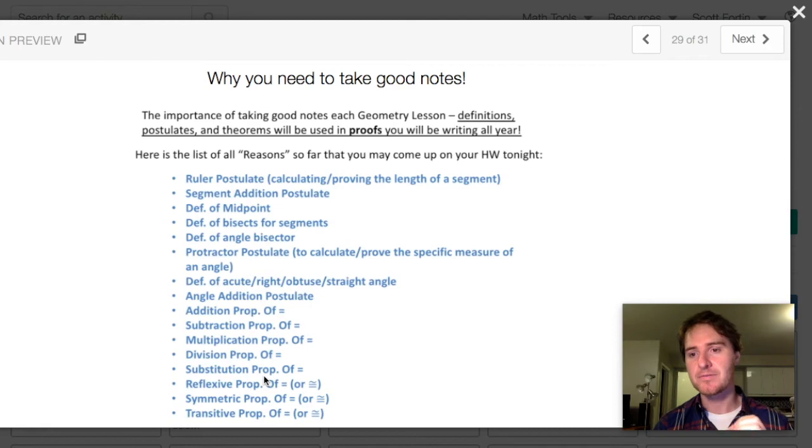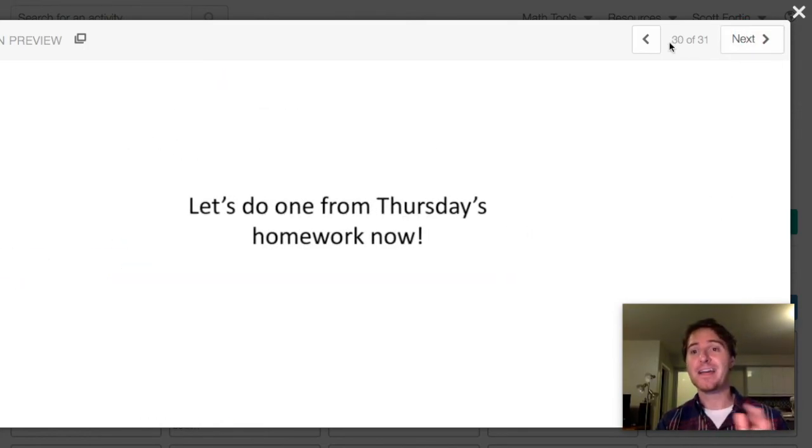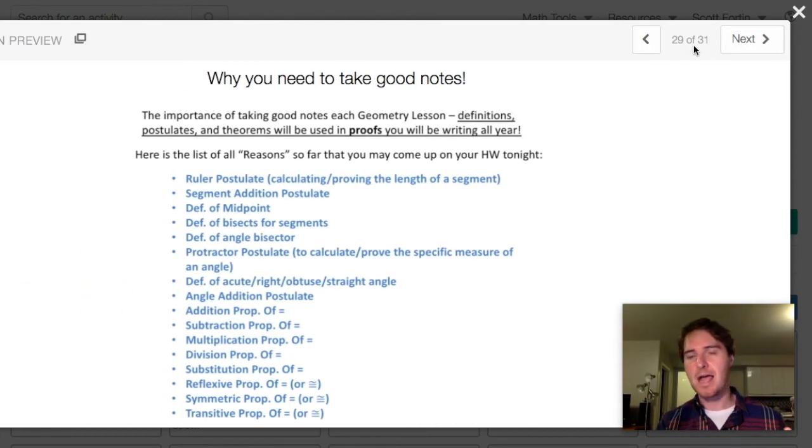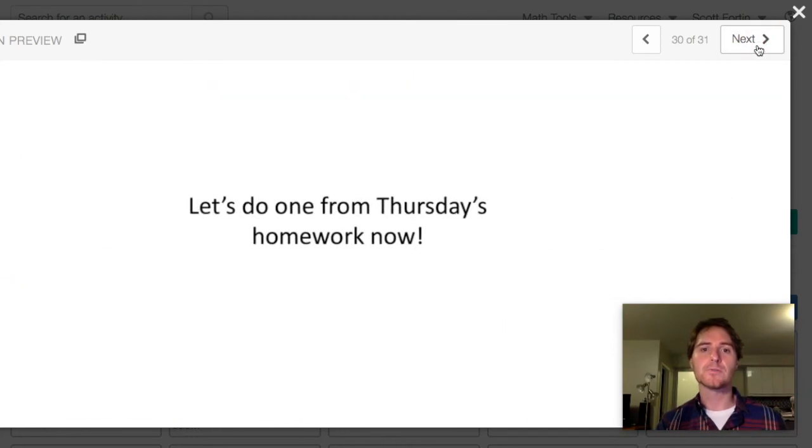You got to be writing this stuff down, highlighting it. Every definition you get, highlight it, or every fact you get, which is called a theorem, highlight that. Every postulate, highlight that, because you're going to use them in proofs, okay? I'm not going to give you lists like this in the future, not at all, so you got to keep up. You got to take your notes here.